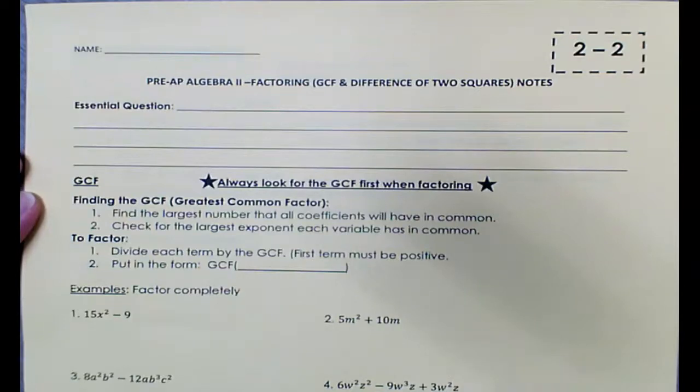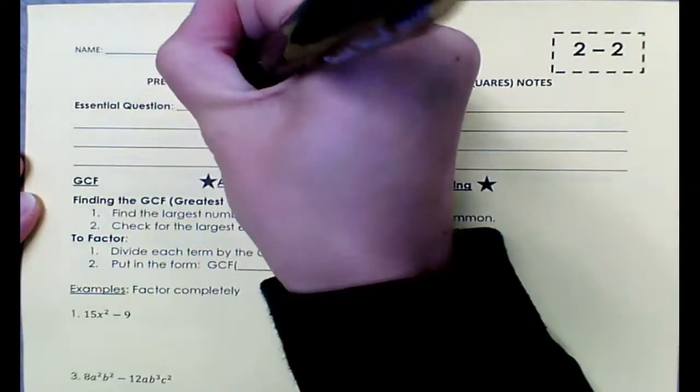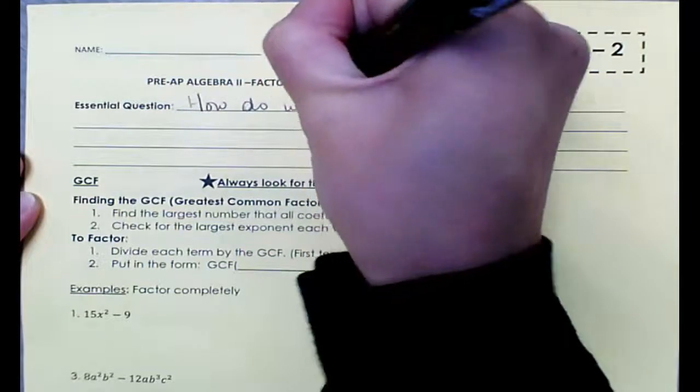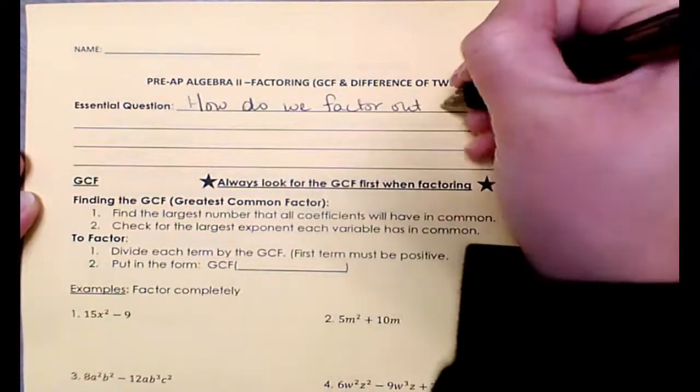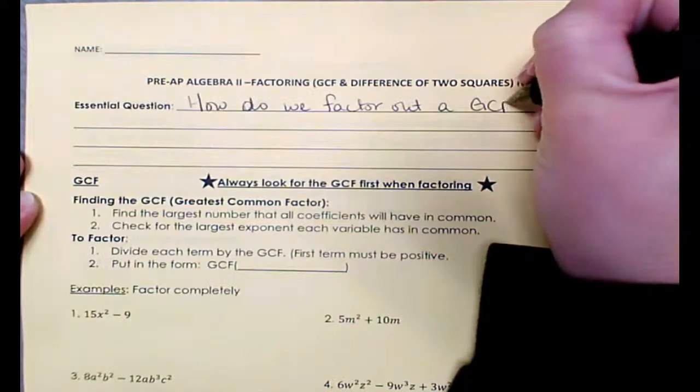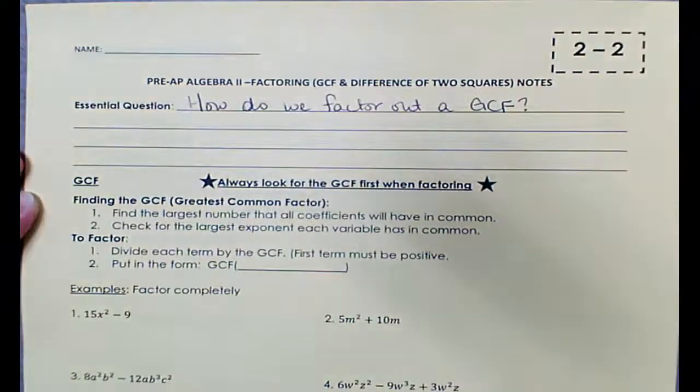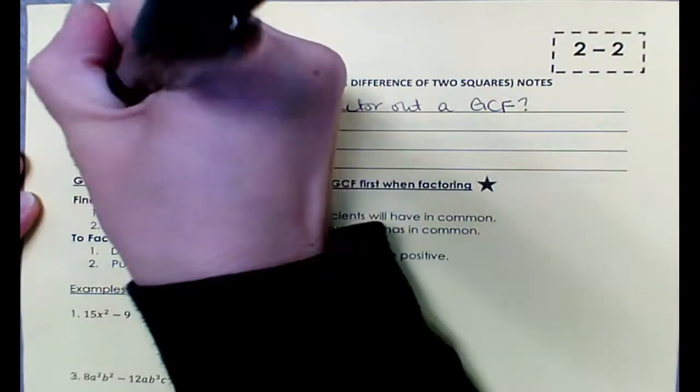So the essential question, since we have two topics, we have two questions. The first one is, how do we factor out a GCF? And the second question is, how do we factor using difference of two squares?